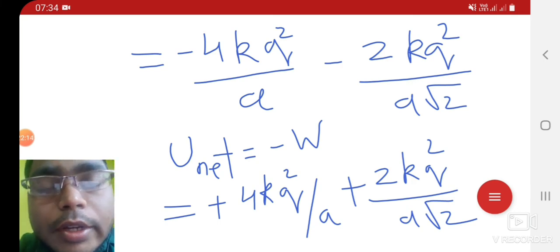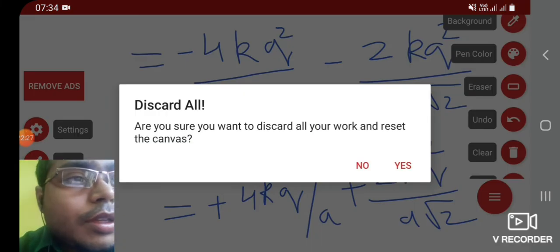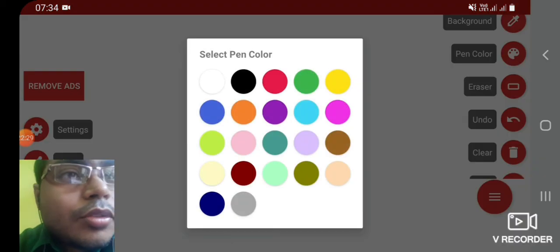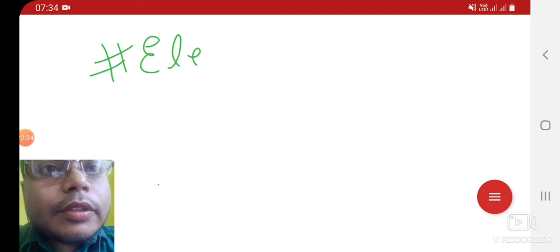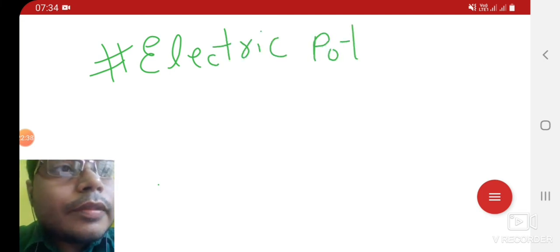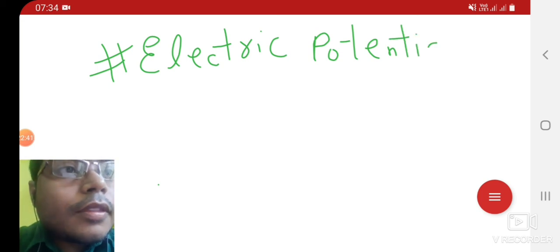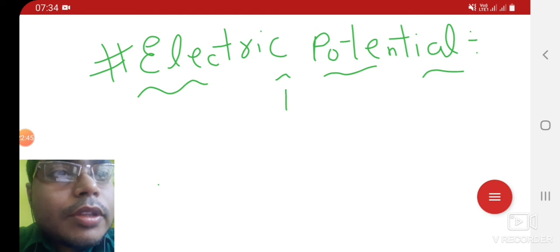So the net electrostatic potential energy is given by the negative of work done. So first you calculate the total work done, then just take the negative. So this will give you the net electrostatic potential energy. So I think it is clear to all of you. Let us move to the next topic. So the next topic is our electric potential.